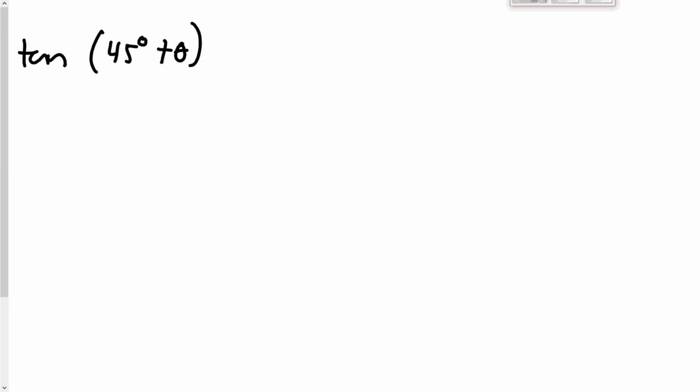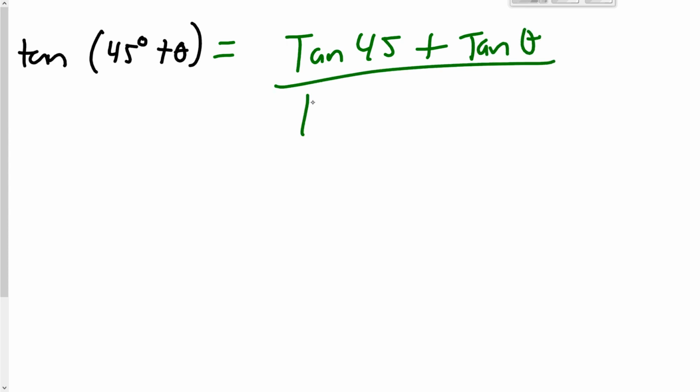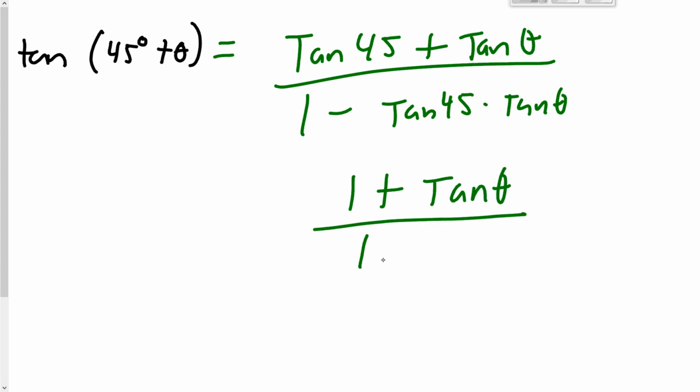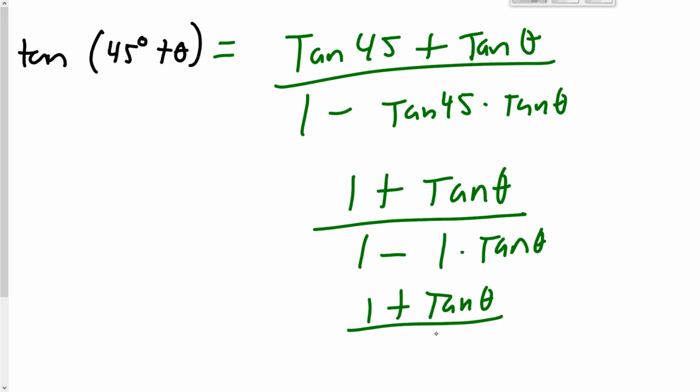Here we're finding tangent of 45 plus theta, so we're just going to simplify this. So the tangent formula is tan of the first, and then we keep the sign the same, so plus tan of the second angle over 1, then we switch our sign, so we subtract tan of the first times tan of the second. So tan of 45 is 1, so this is 1 plus tan of theta over 1 minus 1 times tan of theta. So this is 1 plus tan of theta over 1 minus tan of theta.